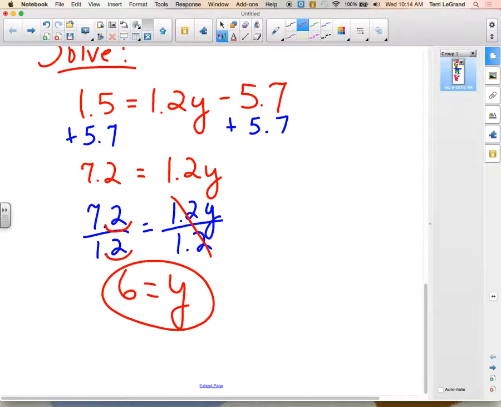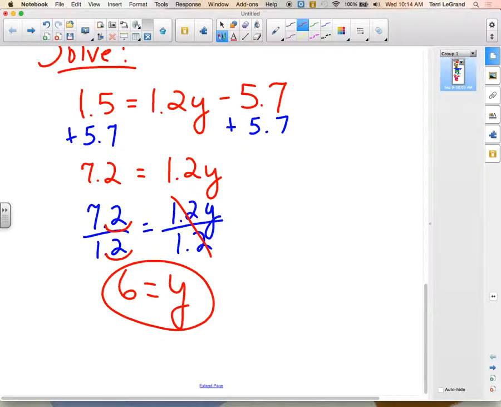Looking at this one, how much fun do you think this one would have been to divide first? Would you like to have divided 1.5 by 1.2? No, thank you. No. How about 5.7 by 1.2? No. Not so friendly either. And this wasn't very bad at all, was it? So again, usually it's better to undo the addition or subtraction first and then go back and do the multiplication or division that needs undoing.